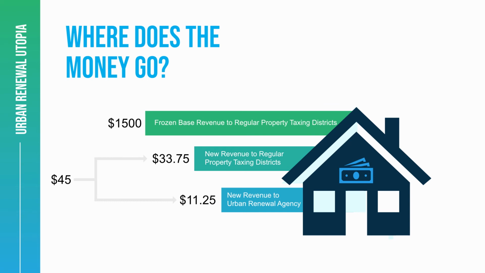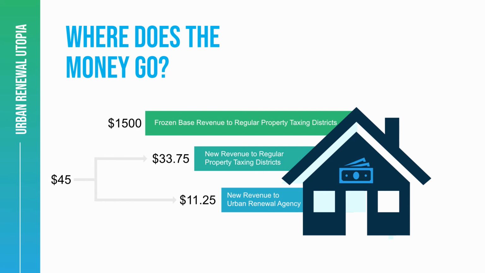The total property tax impact for a property in this city will be $1,545. Each house generated an additional $45 in property tax revenues compared to the previous year. The $45 increase is where the urban renewal impact occurs. Instead of the entirety of the $45 going strictly to the regular property taxing districts, each house will contribute $11.25 of new property tax revenue to the Urban Renewal Agency. If there was no Urban Renewal Agency, the full $45 would be distributed amongst the regular property taxing jurisdictions.